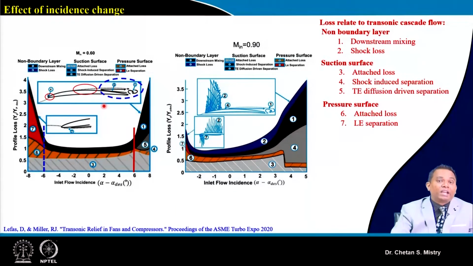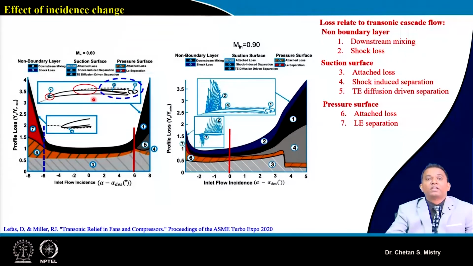Now towards the negative incidence side, suppose we look at an angle of -6 degrees, what happens? In this case, when it's a negative incidence angle, my flow will be striking towards my suction surface, and that will lead to leading edge separation. So here we will have leading edge separation. You can say with increase of incidence, these leading edge separation losses are going to increase. Now this represents when our aerofoil is transonic and it is subjected to subsonic inflow condition.